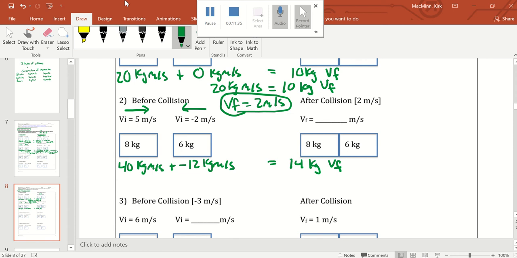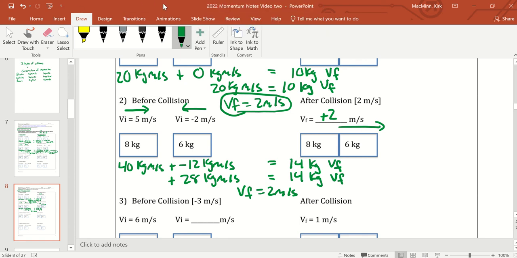So we have 40 plus negative 12. Looks like we're going to have a positive 28 kilogram meters per second equal to 14 kilograms times our unknown final velocity. So 28 kilogram meters per second divided by 14 kilograms is going to give me a final velocity of 2 meters per second positive, which indicates that the two objects will be moving together to the right as one 14 kilogram mass. Go ahead and finish number 3 and number 4 on your own.